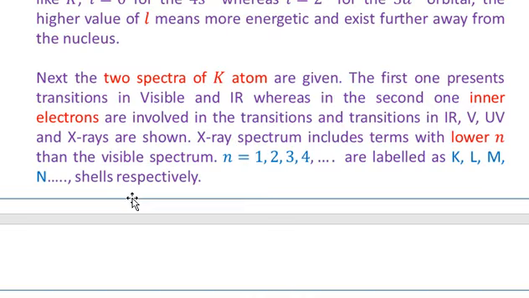And for the inner electrons, the transitions will give you X-rays in the soft region, and those transitions will be labeled as K, L, M, and N respectively. So let's go through them.